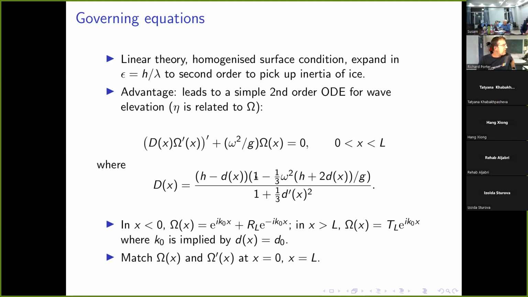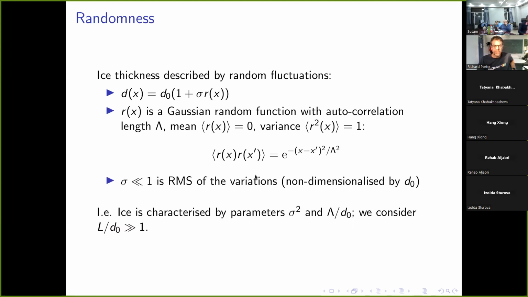So what do I mean by, I haven't said anything about randomness now. I've actually got to choose what this d of x looks like. So this is how I choose my d of x. I choose it to be described as the base thickness d naught modulated by some randomness. R of x is a Gaussian random function with 0 mean and variance 1. Okay, and it's multiplied by sigma. So sigma tells me about the RMS, or the variance of the vertical variations.